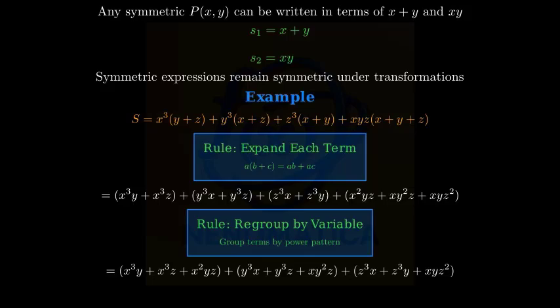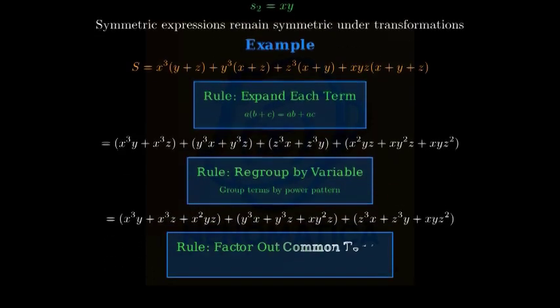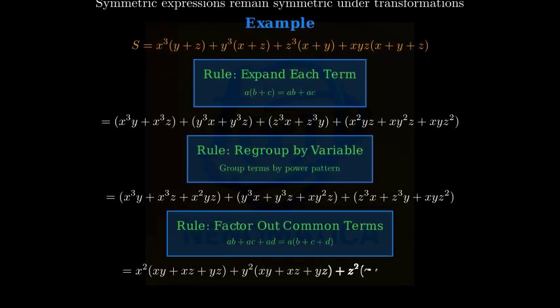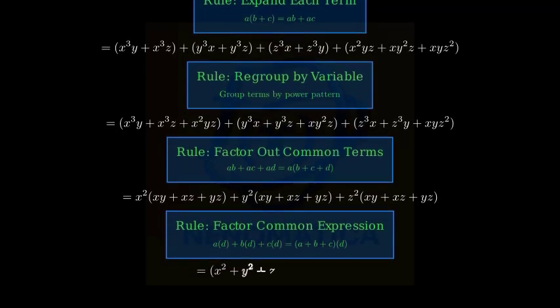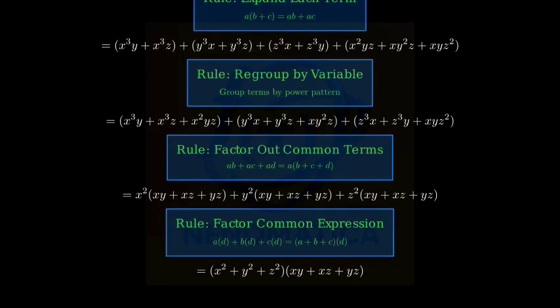We can factor out common terms from each group. This gives us x squared times quantity xy plus xz plus yz, plus y squared times quantity xy plus xz plus yz, plus z squared times quantity xy plus xz plus yz. Notice that we have a common factor of quantity xy plus xz plus yz across all terms. We can factor this out to get quantity x squared plus y squared plus z squared times quantity xy plus xz plus yz. Now, we need to express this in terms of the elementary symmetric polynomials.